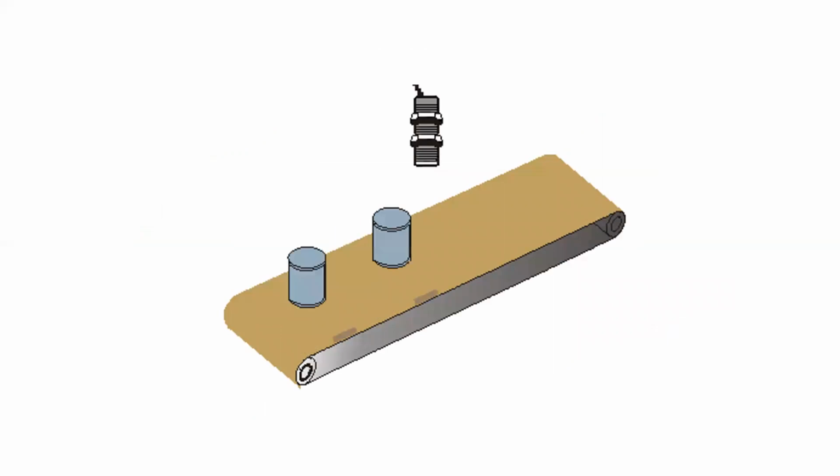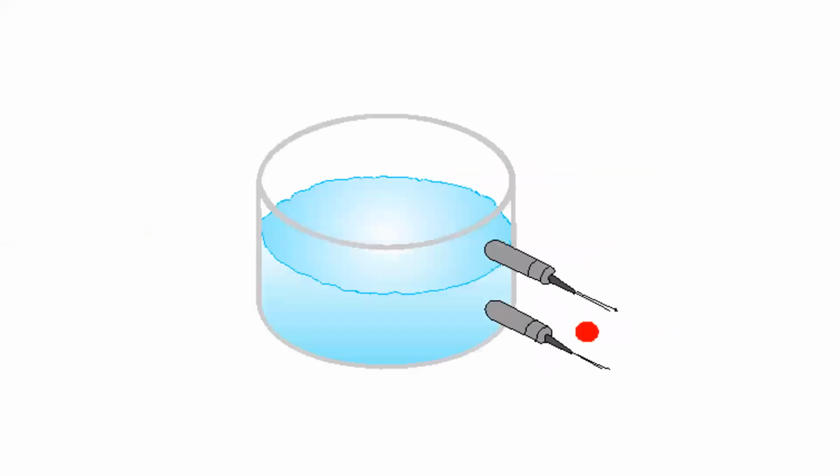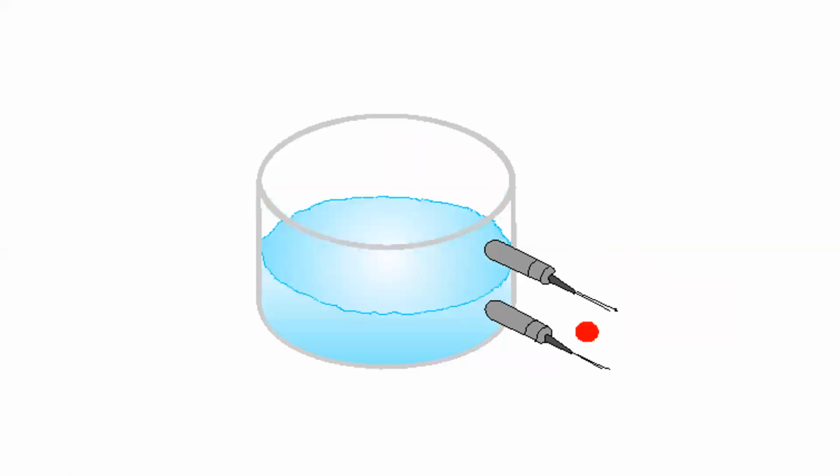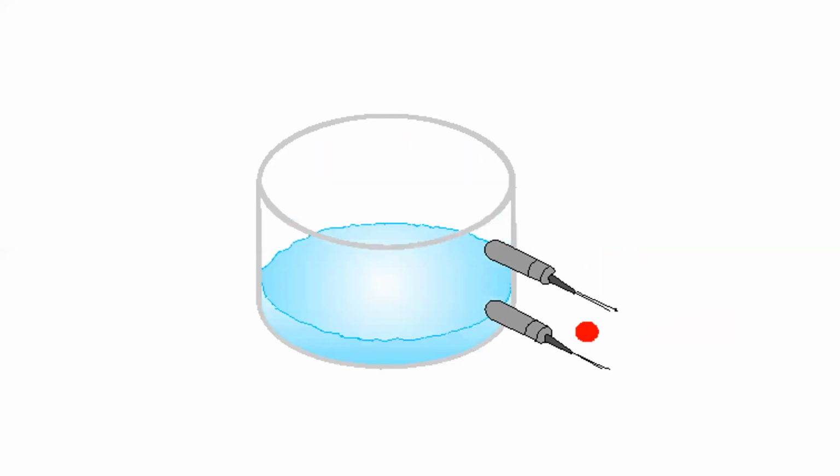We can use it in all sorts of different ways to sense when there are things on conveyor belts and how many things are on conveyor belts. We can count things. We can also use it to determine liquid level by putting proximity sensors on the outside of a container. And then when the liquid reaches the level of the sensor head, it triggers it.